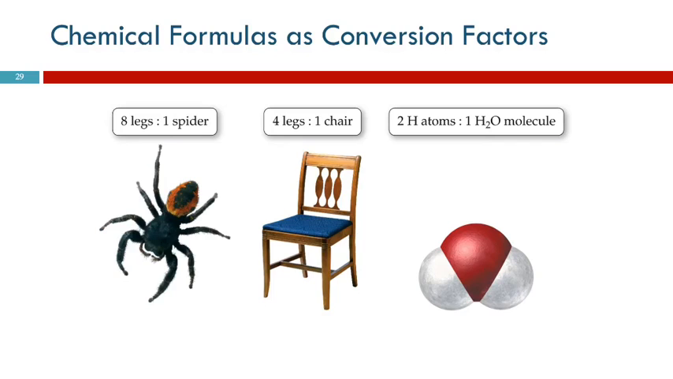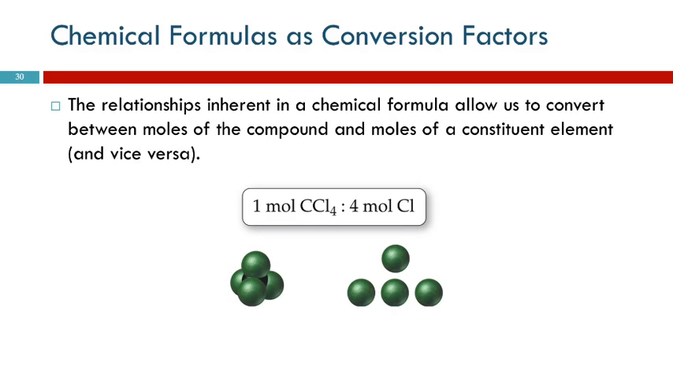Do you see how those relate? So the relationships that are hiding in the chemical formula allow us to convert between moles of a compound and moles of one of the elements in the compound. So here is an illustration of a carbon tetrachloride molecule. Here's the formula, CCl4. There are 4 moles of chlorine in 1 mole of this.